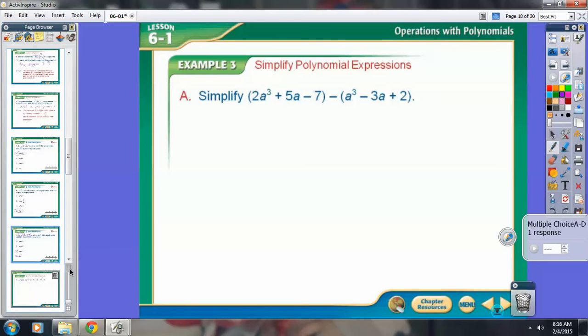Okay, these next few problems, we're going to do some simplifying. We did some simplifying with imaginary or complex numbers. This time we're going to do the same thing with polynomials. What operation are we doing between parentheses? Subtracting. So we need to distribute a -1. I'm going to bring down the first parenthesis.